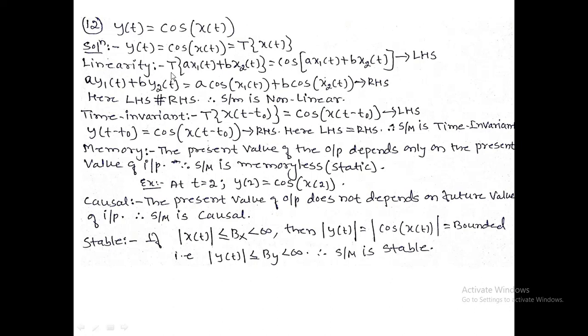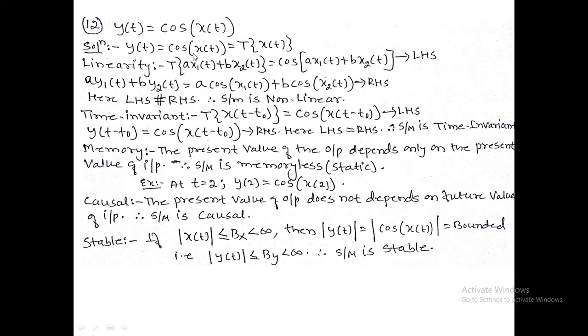In case of linearity, T of a into x1 of t plus b into x2 of t. This is the input signal, that is equal to cos of the input signal: cos of a into x1 of t plus b into x2 of t. This is LHS. RHS: a into y1 of t plus b into y2 of t. y of t is given.